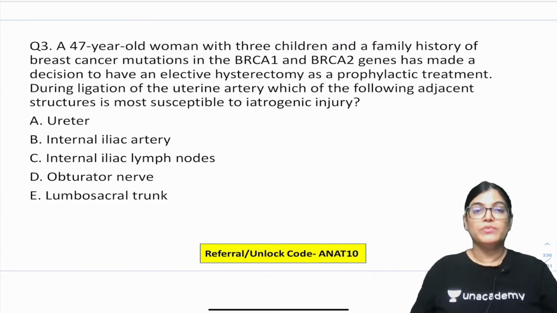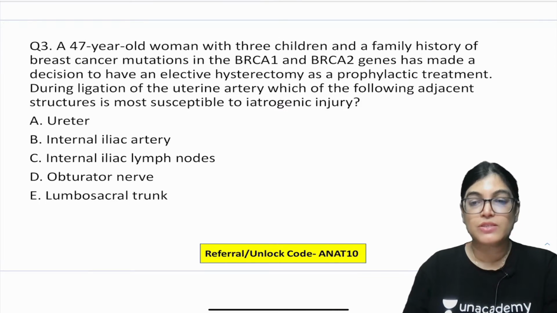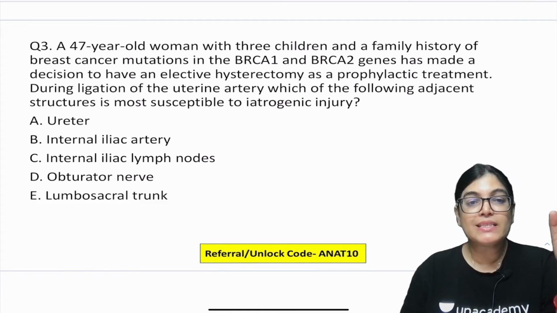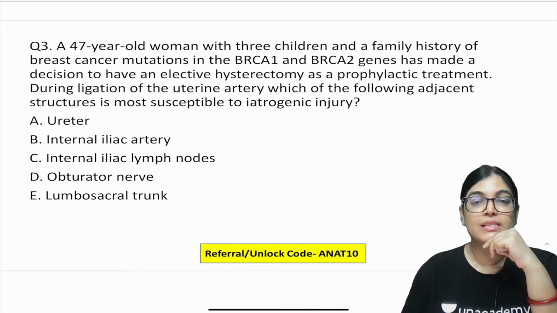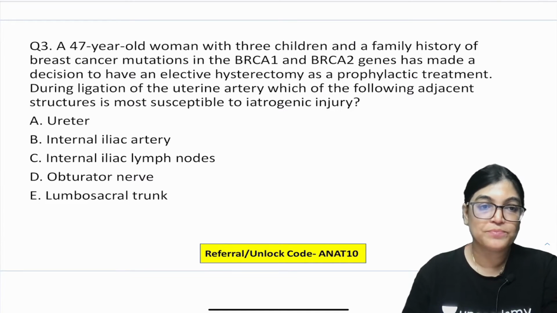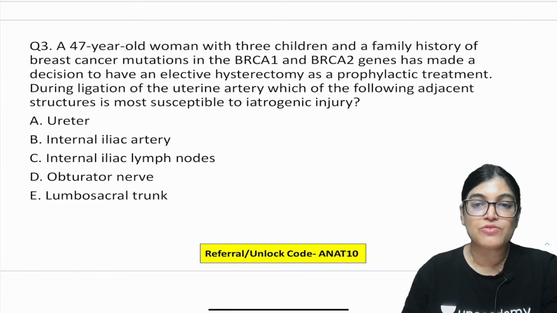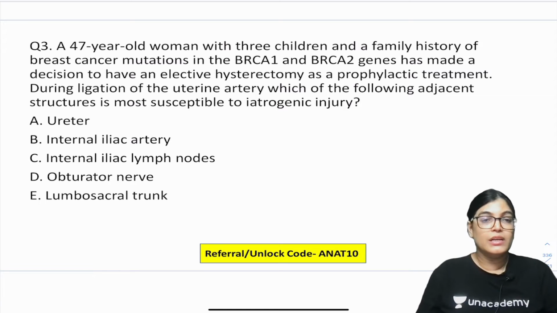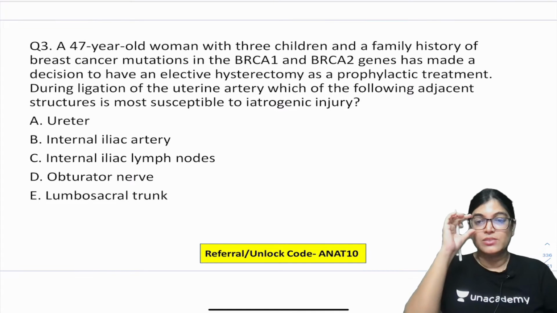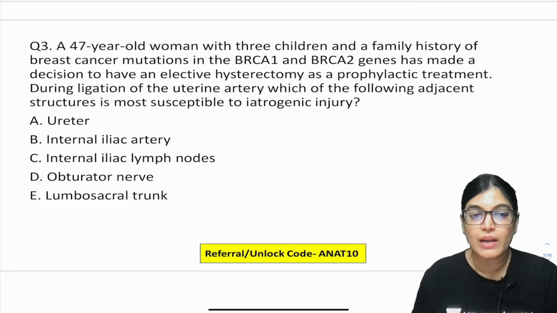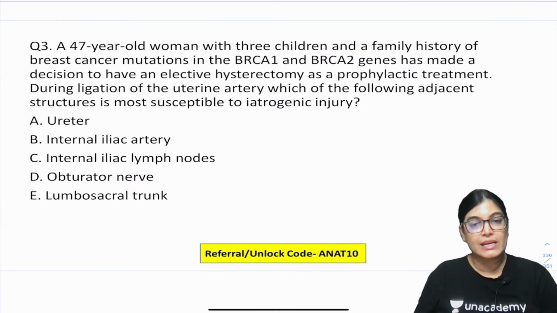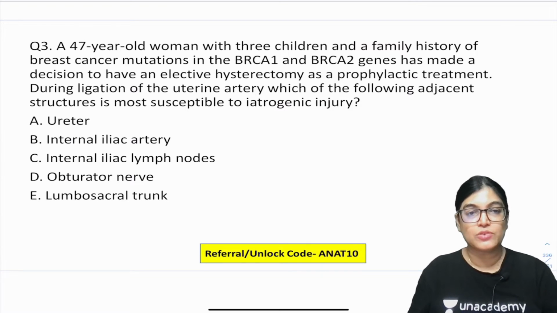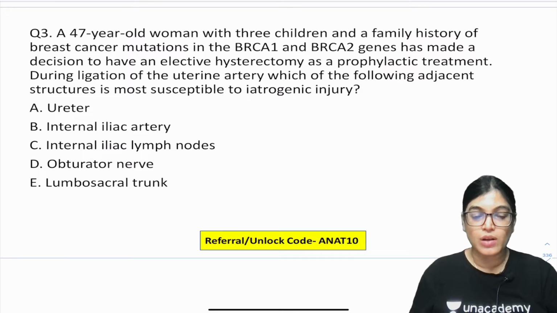A 47-year-old woman with 3 children and a family history of breast cancer mutation in the BRCA1 and BRCA2 genes has made a decision to get an elective hysterectomy as a prophylactic treatment. During ligation of the uterine artery, which of the following adjacent structures is susceptible to injury? Ureter, internal iliac artery, internal iliac lymph node, obturator nerve, or lumbosacral trunk. According to you, which is the correct answer? Your time begins now. You will get 30 seconds for solving this MCQ.